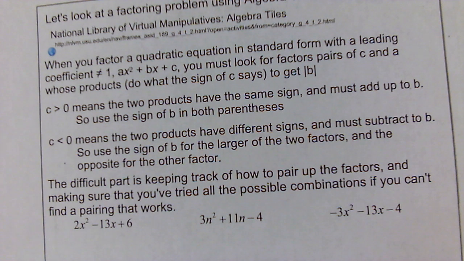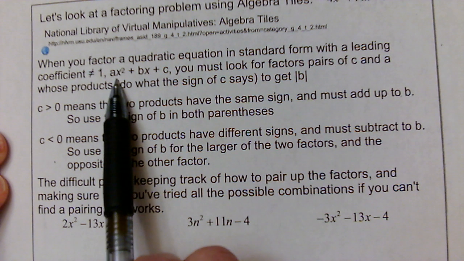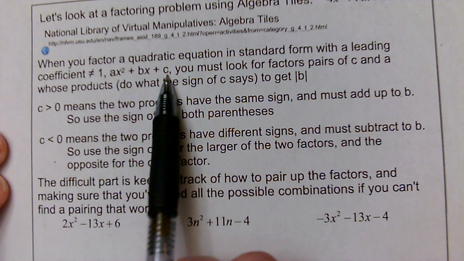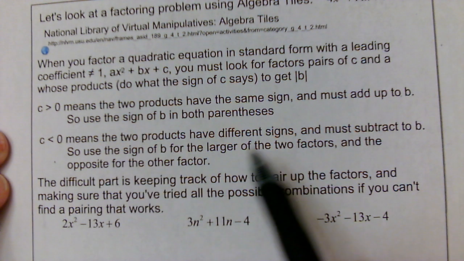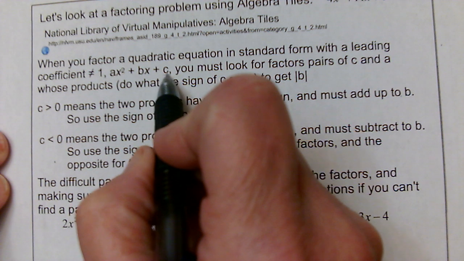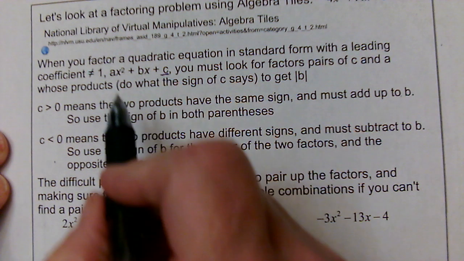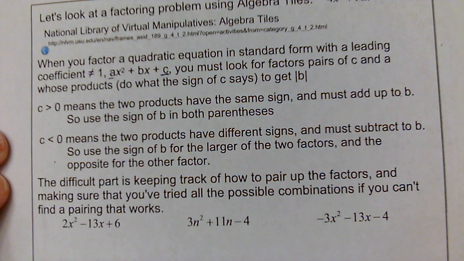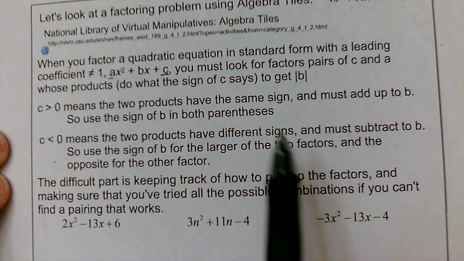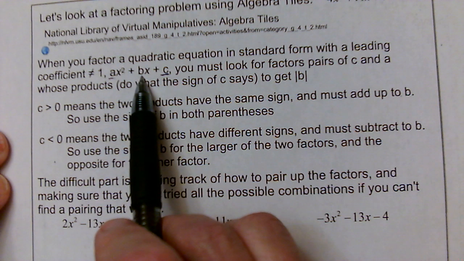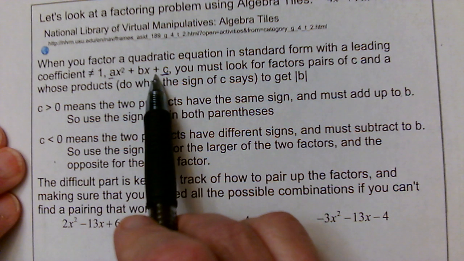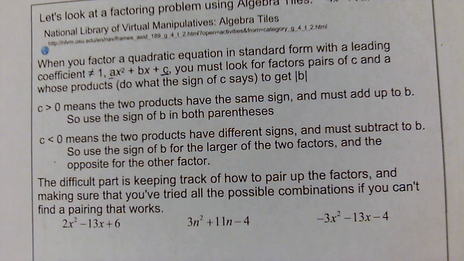So when you have a quadratic equation, the first thing you want to do is put it in standard form, which means in order from the highest power of x to the lowest. So ax^2+bx+c. And then you have to look for factor pairs of not only the c, like we did before, but also of the a. And then we need to figure out, when we do the products, how are we going to get the absolute value of whatever b is when we do whatever the sign of c tells us to.